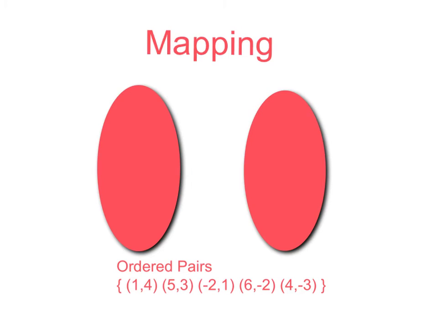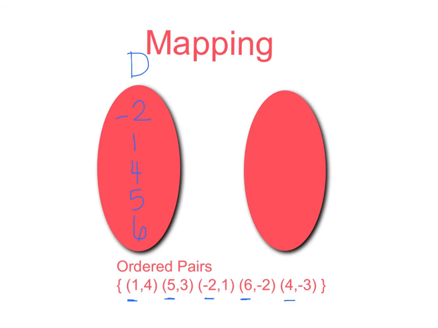Now we're going to do a mapping diagram. So all that means is that in the first oval here, we're going to put our domain numbers. Now we've already listed those out, but again, we want them in order from least to greatest. So those are all of our x values. So 1, 5, -2, 6, and 4. So least to greatest would be -2, 1, and then 4, 5, 6.